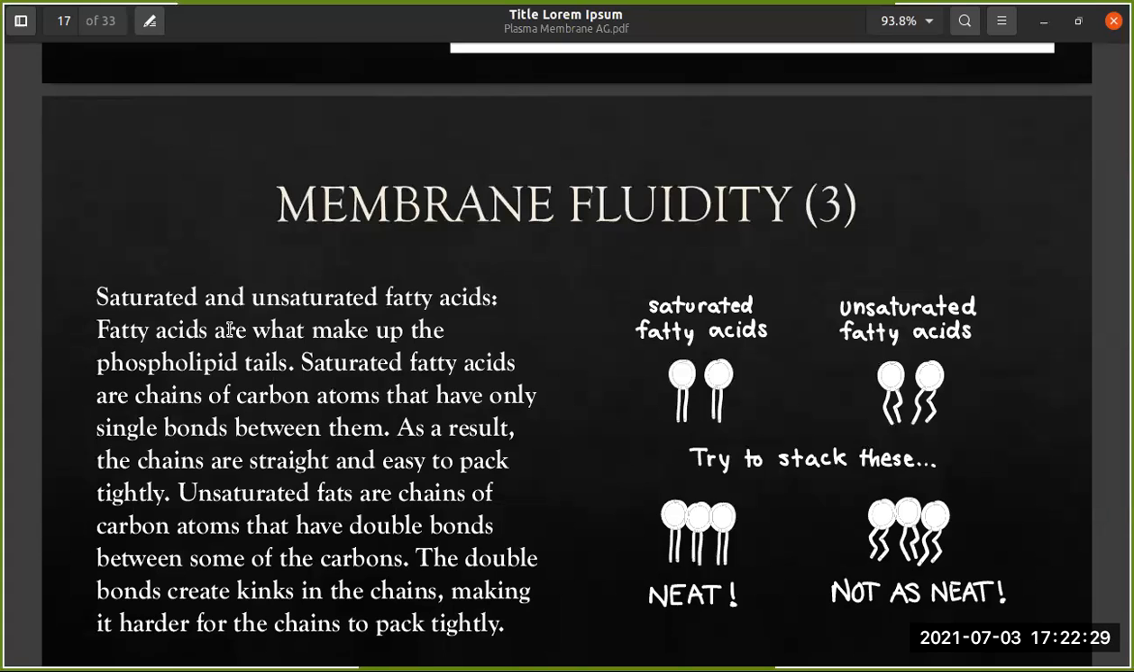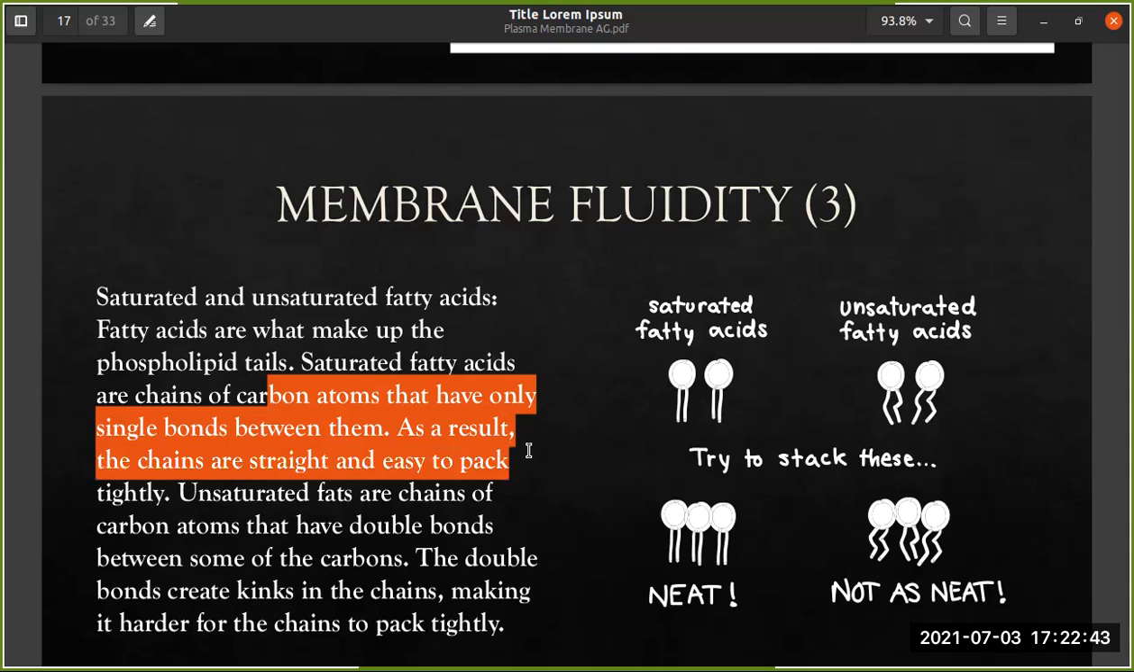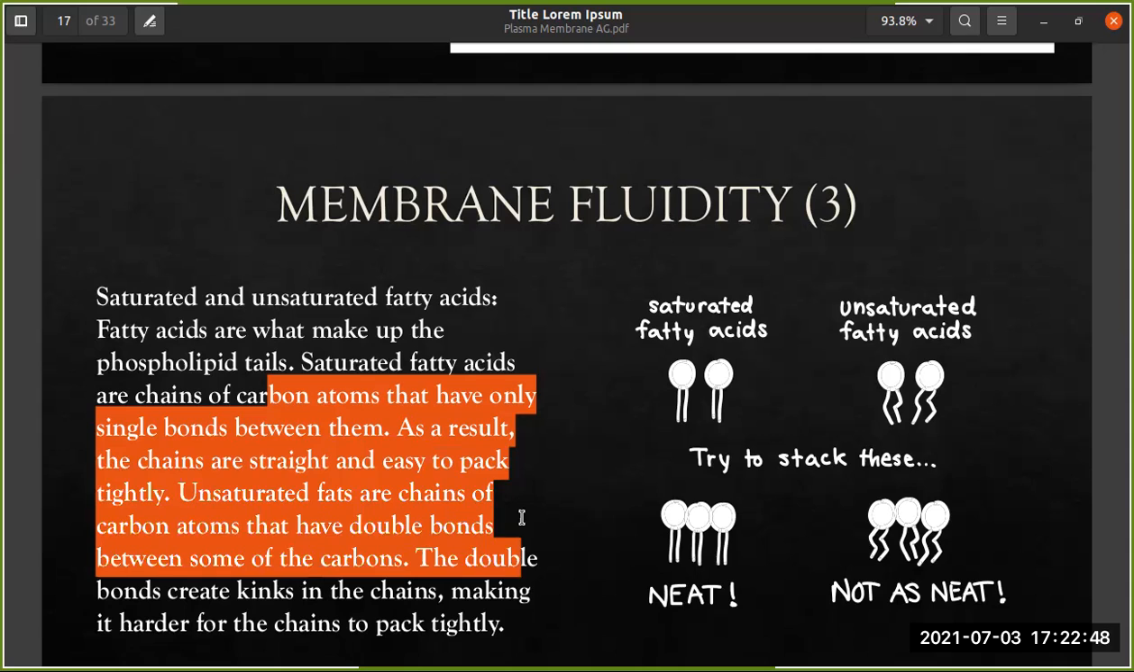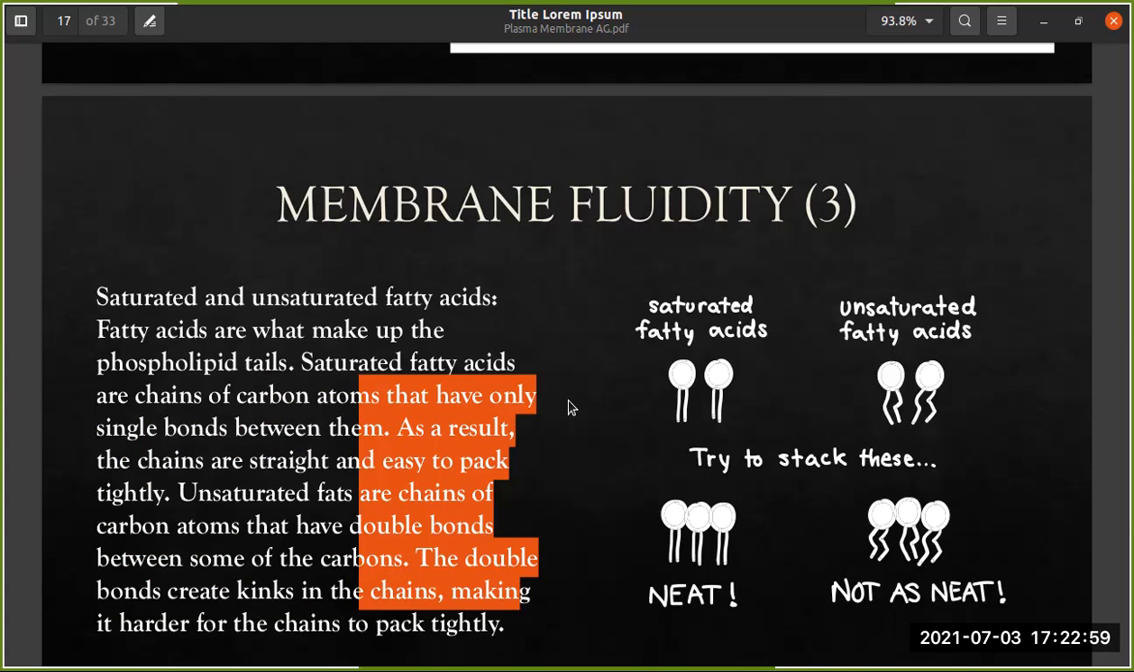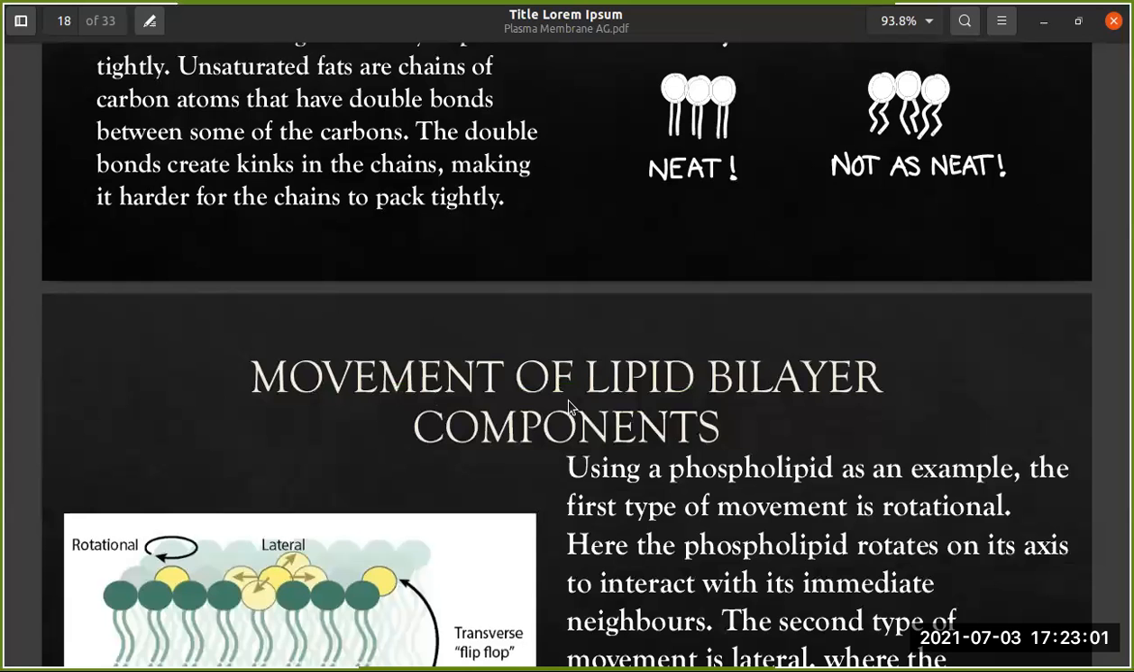So saturated and unsaturated fatty acids are what make up the phospholipid tails. Saturated fatty acids are chains of carbon atoms that have only single bonds between them. As a result, the chains are straight and easy to pack tightly. Unsaturated fats are chains of carbon atoms that have double bonds between some of the carbons. The double bonds create kinks in the chain, making it harder for the chains to pack tightly. So this is also another part of membrane fluidity.